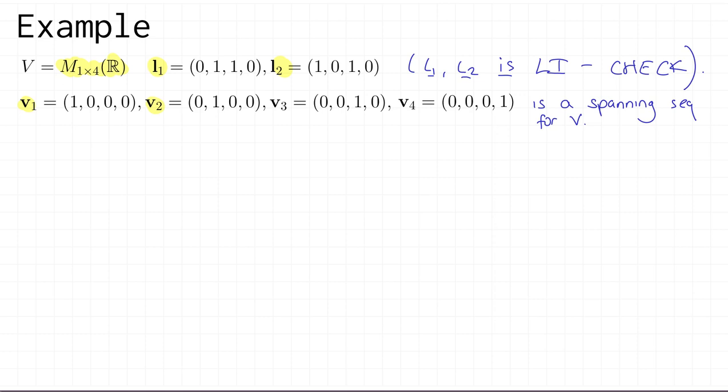So let's remember how we did it. Initially we start off with the sequence L1 and L2. Now that's a linearly independent sequence, but it is not a basis for V. So we want to get a basis, so we should follow the procedure. We start with L1 and L2. So what we have to do is first of all decide, is v1 in the span of L1 and L2?